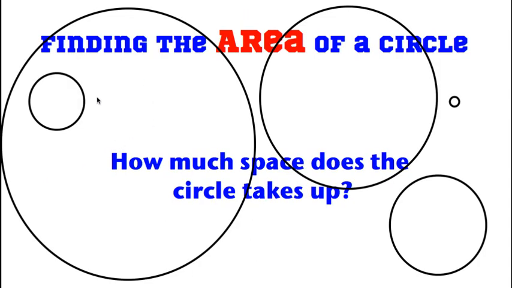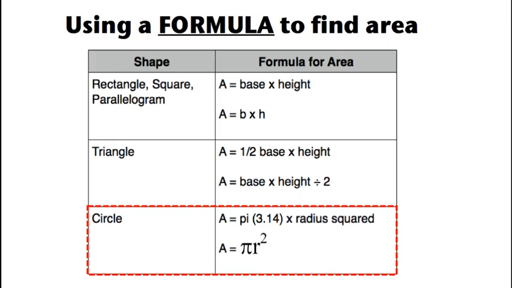So now we're going to move into practicing finding the area of a circle. You can see here we have lots of different circles, big ones, small ones, different sizes. Well, actually all the same shape, just different sizes. The area, if you guys remember, is the space that takes up the inside of a shape. So we're going to use a formula, just like we used a formula for rectangle, square, and parallelogram, just like we used a formula for triangle. Nothing's different with the circle. We're going to use a formula.